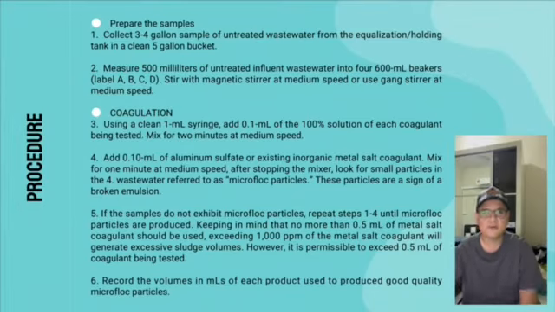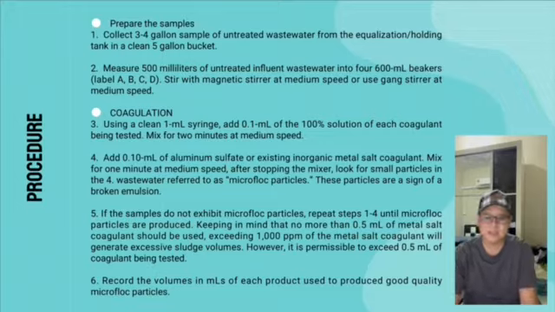Procedure: prepare the sample. First, collect 3 to 4 gallons of untreated wastewater from the equalization or holding tank in a clean 5-gallon bucket. Second, measure 400 ml of untreated influent wastewater into four 600 ml beakers, labeled A, B, C, and D.